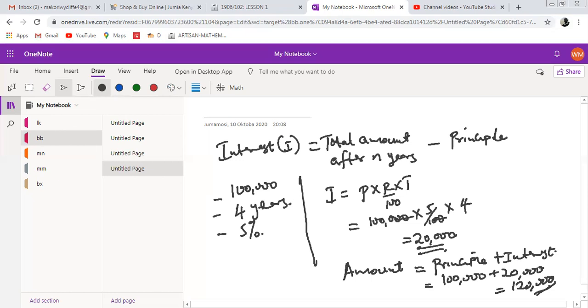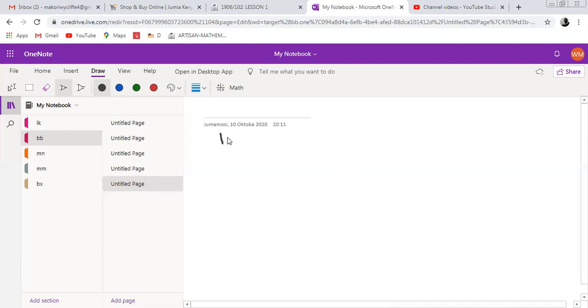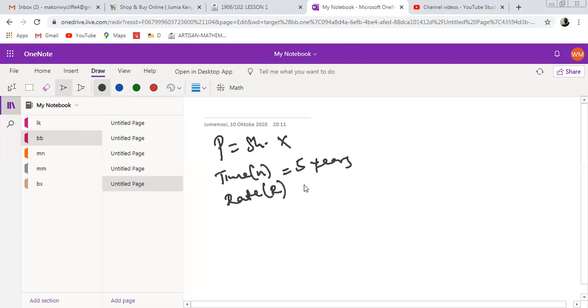We can have another scenario whereby you are told that a person borrowed a loan over a certain amount which is not specified. Let us say here the principal is shillings X. And then the loan was taking a time period which is normally n. It was taking a time of 5 years to be repaid. And then we are given the rate of interest, which is normally denoted by R. It is actually 8%. And now you are told after 5 years, the person cleared the loan with maybe 155,000. Now the question is, how much interest did the person pay?